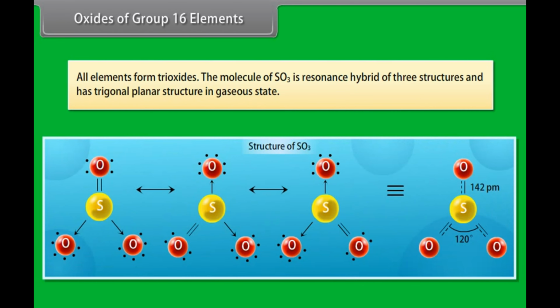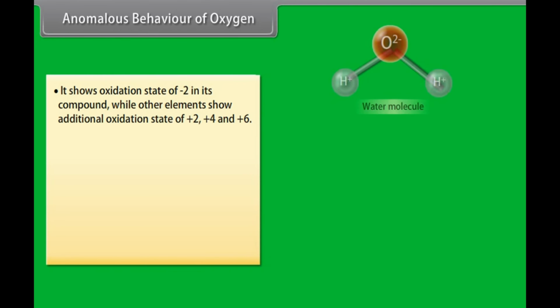All elements form trioxides. The molecule of SO3 is a resonance hybrid of 3 structures and has trigonal planar structure in gaseous state. Anomalous behavior of oxygen. Oxygen differs from the rest of the elements in the family in the following respects. It shows oxidation state of -2 in its compounds, while other elements show additional oxidation states of +2, +4 and +6.